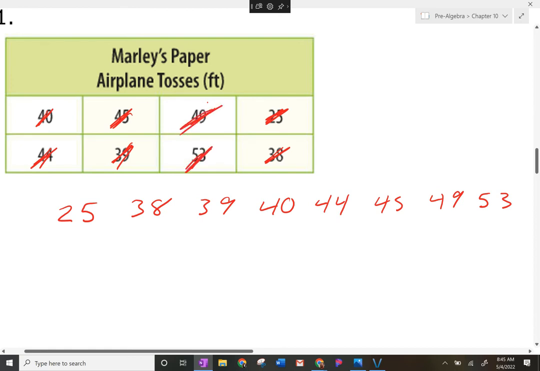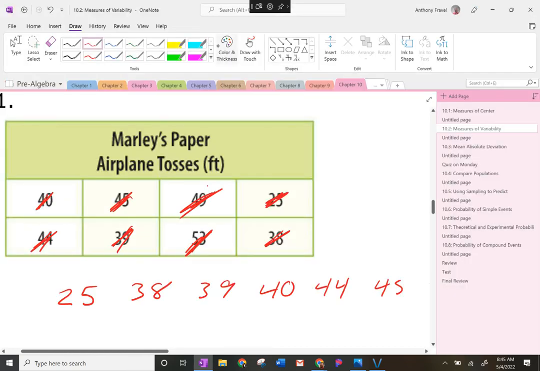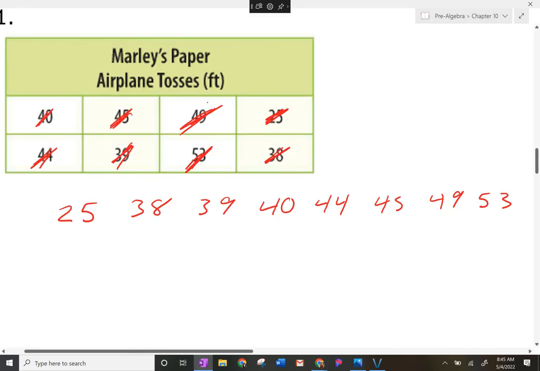I'm going to get a different color pen to make sure I don't confuse people on this one. So looking at every single piece of that data, I'm going to do three things here. The first one I'm going to look at is just my range. So what's my range of all that data? Somebody talk me through how to get it. 53 minus 25. I subtract those two. I should end up with 28. So my range is going to be 28.